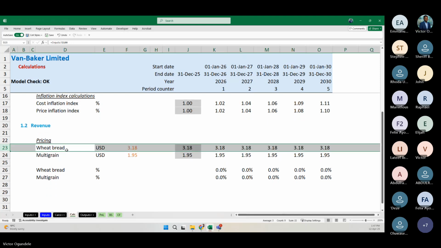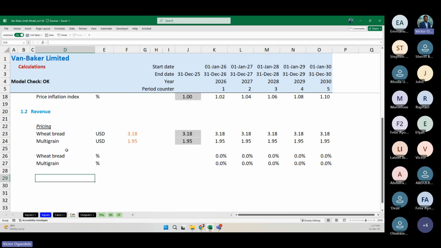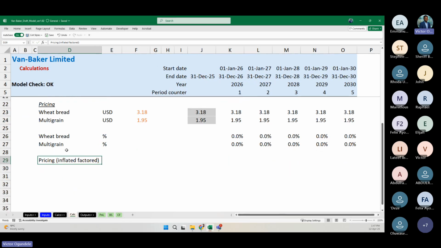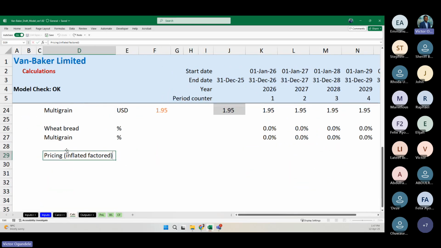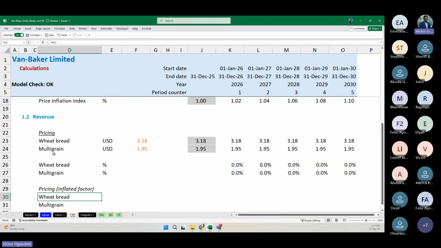All right. We've done this. Then we now need the actual pricing, right? So I'll call this pricing inflated factored. Yeah, so inflated factored, or some people call it inflated factor. At times some people use the real or nominal wording, but don't let that scatter your brain as well, right? So just do the same thing.